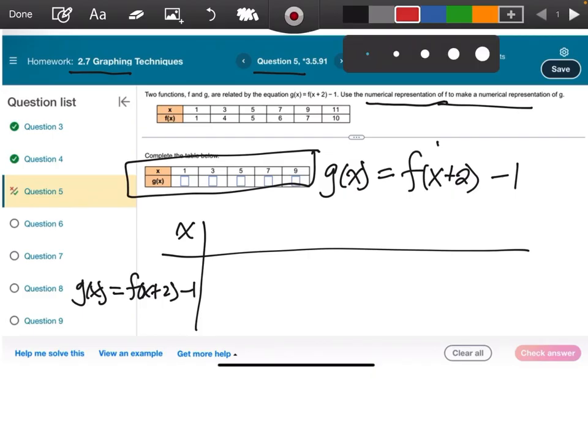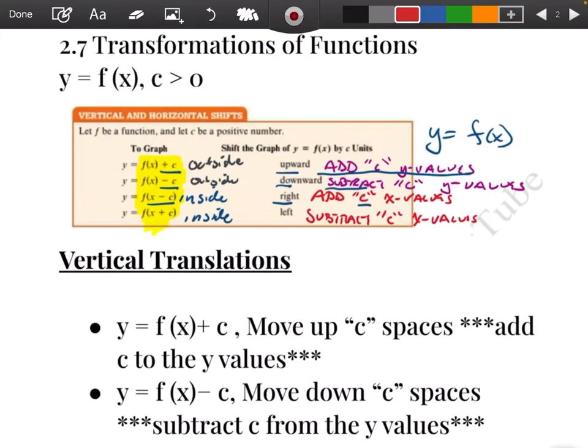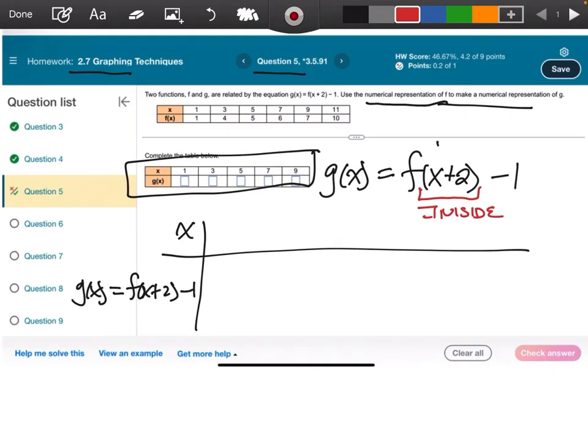The first thing I'm going to do here, y'all, is look at this x plus 2. And I want y'all to notice that the plus 2 is inside my parentheses, right? So I came to my notes from 2.7, or I actually got this from the study guide. Do you see how we have a plus c inside? That means that we're going to be moving to the left, and we're going to be subtracting that number c from the x values. So what I'm going to do is come to each of these x values and subtract 2 from each of them, okay? Minus 2, minus 2, minus 2, minus 2, minus 2.